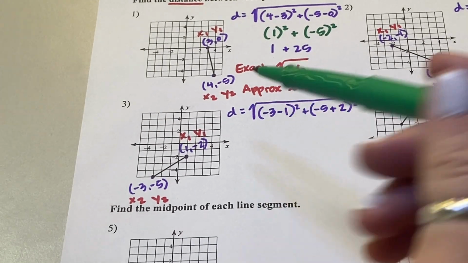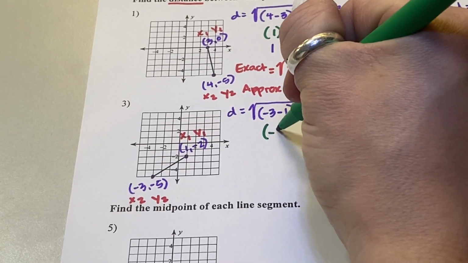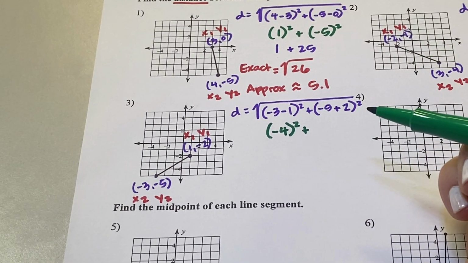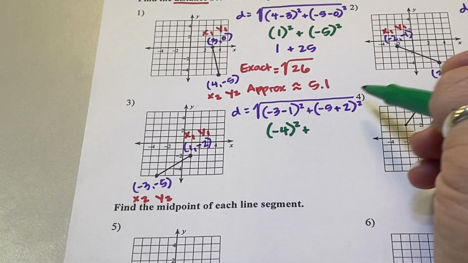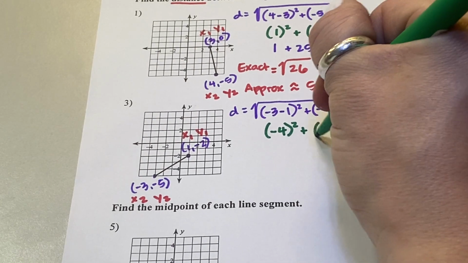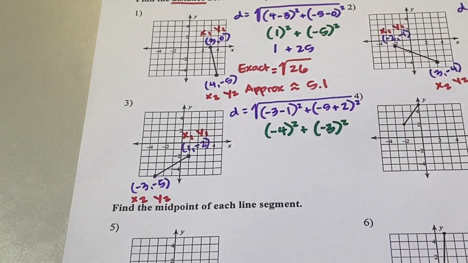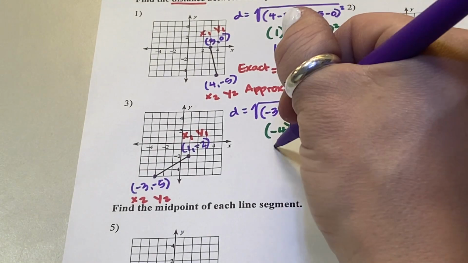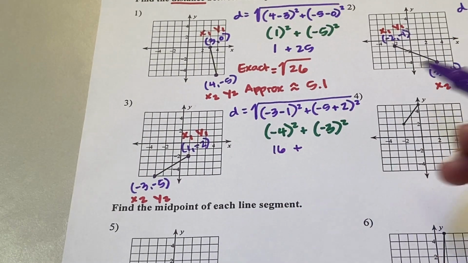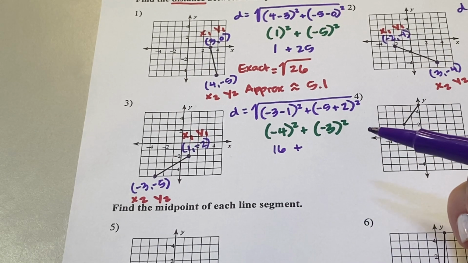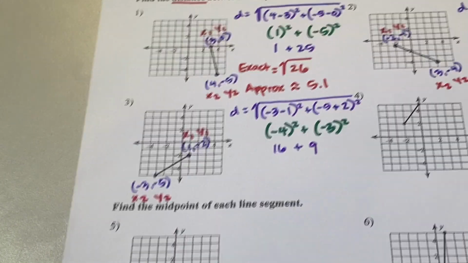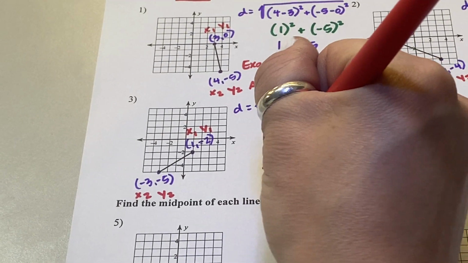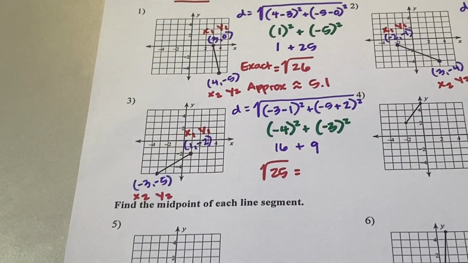Negative 3 minus 1. Negative 4 squared. Negative 5 plus 2. Negative 3 squared. Okay, what is negative 4 times negative 4? 16. Positive 16. Negative 3 times negative 3? Positive 9. Positive 9. 16 plus 9? 25. 25. Ooh. What do we love about 25?